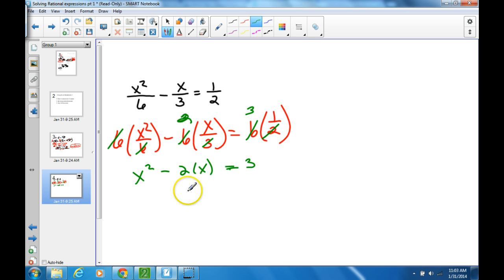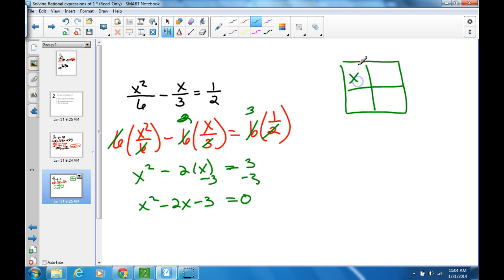Yeah, and I have no like terms here, really. But I have a quadratic equation, and I need to solve for x. So I need to set this equal to 0 somehow. How do I do that? Minus 3 from both sides. So I'll have x squared minus 2x minus 3 equals 0. To solve this, you would have to use either the box method or the quadratic formula. This is a really, really easy box.